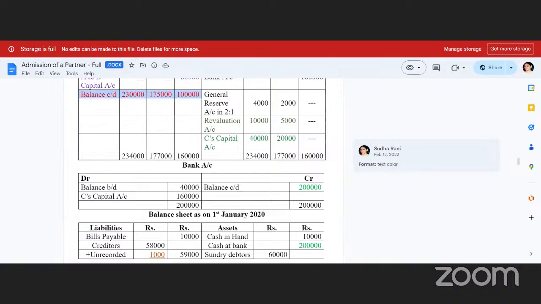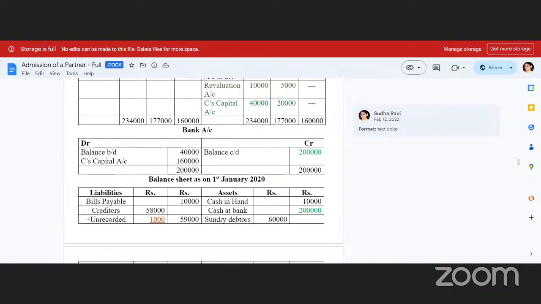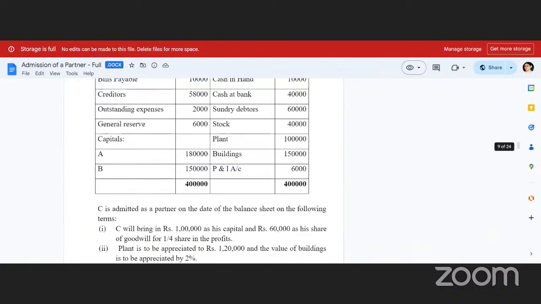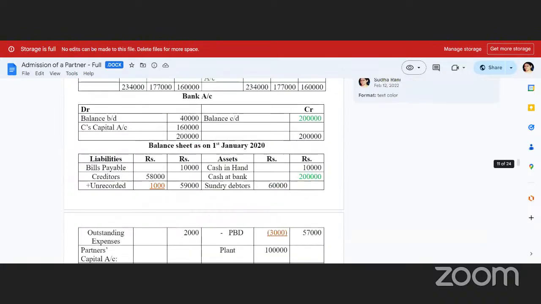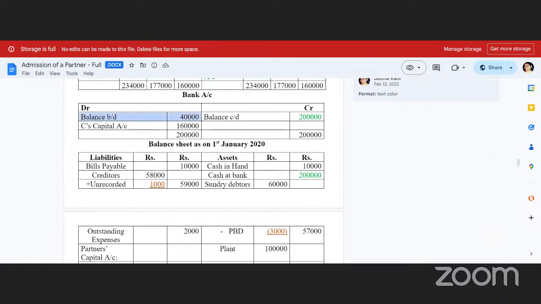in the balance sheet. In between, we need to prepare the bank account also. Why? Bank balance also will change. See in the question, bank is how much? Cash at bank 40,000. Remember, bank is an asset. Assets always show balance brought down on debit side. So bank is an asset, so we show the balance brought down of 40,000 on the debit side.